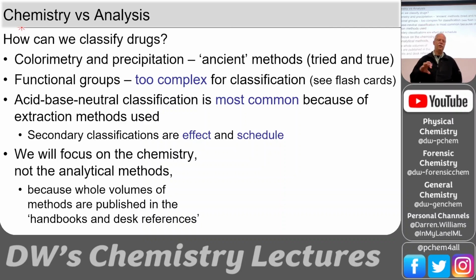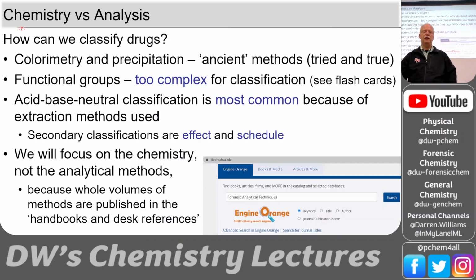We're going to focus on the chemistry, not the analytical methods, because there's whole volumes and desk references of forensic methods for analysis. And we have some in our library. So if you're ever curious about that, you can go to the orange, let's see, what's it called? It's the catalog searching thing that you have on the Newton Gresham Library and type in forensic analysis methods. Boom, you'll get all of these books, and if you're bored, go thumb through them and you can find ways to analyze all these different drugs and other substances. Yeah, engine orange. I knew it had orange in the name. So you can type in forensic analytical techniques, hit search, you get a whole bunch of them.